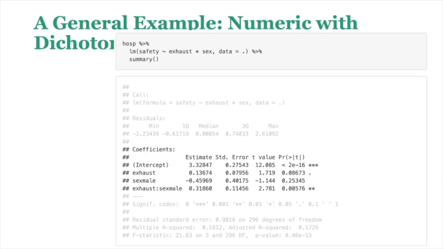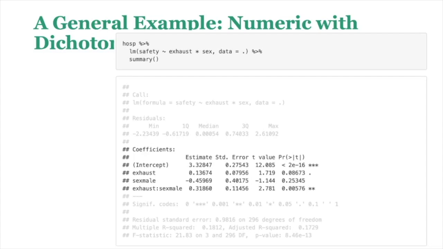So for exhaust, we have 0.136. For sex male, we have negative 0.459. And then the interaction, where you have the colon between them, exhaust colon sex male, we have 0.318. And notably, the interaction is significant, which means we're going to hold on to it. We're going to interpret the interaction.